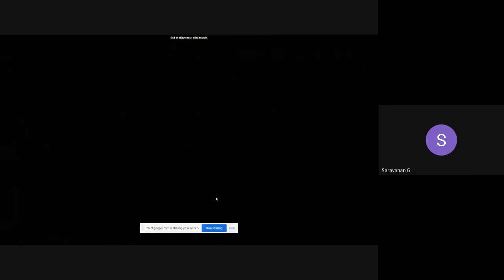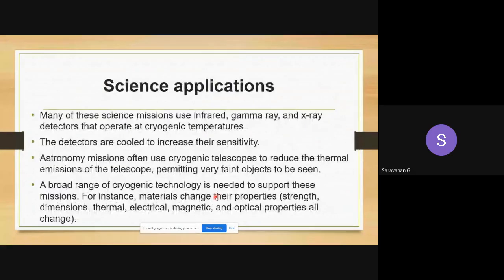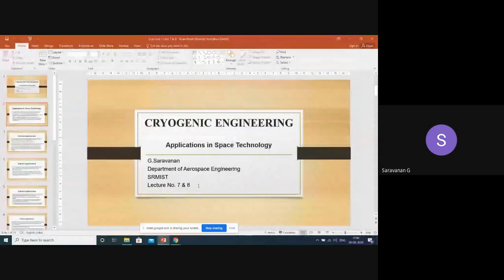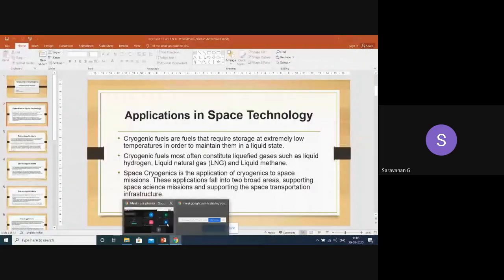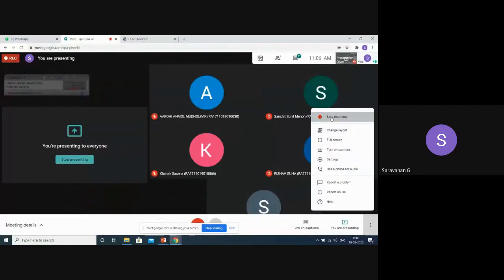So these are all very important applications of cryogens, especially in the area of space technology. Other than space technology, cryogens can be used in various applications. In the medical field they are used, in chemical plants they are used, and in other industries also. The main purpose of cryogens is to provide cooling, or extremely low temperature, in any operating area.